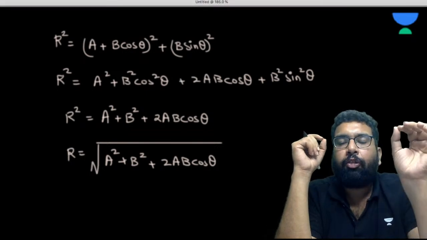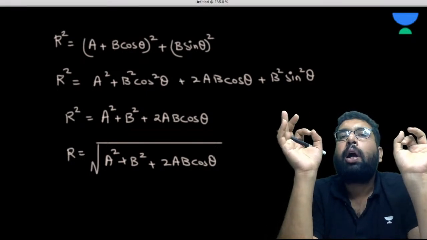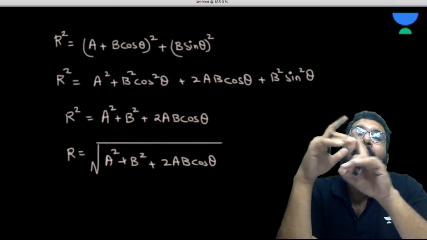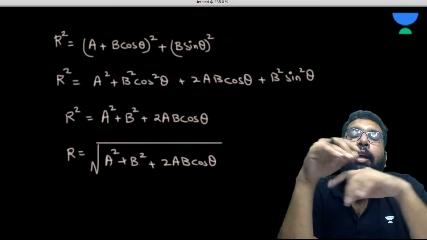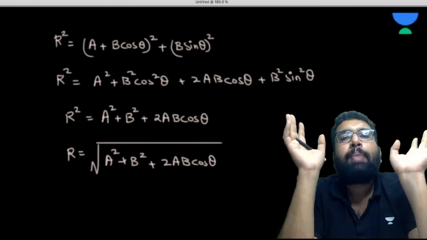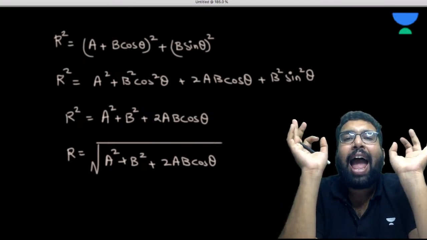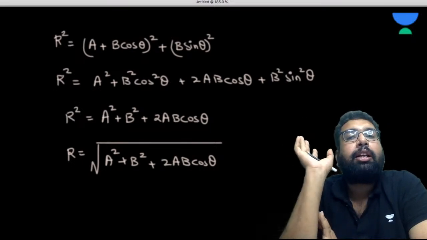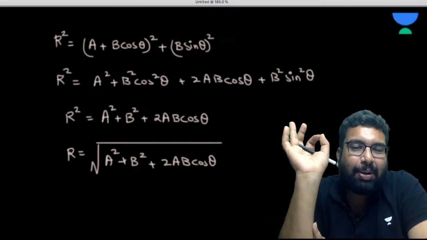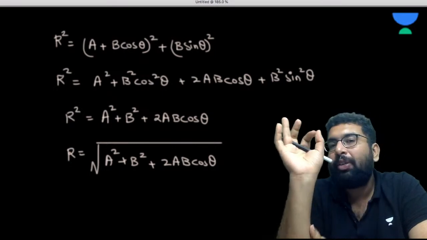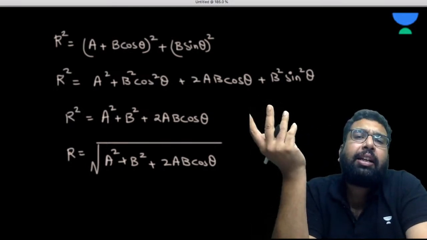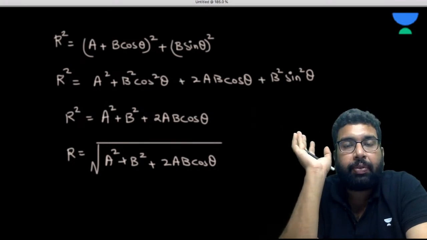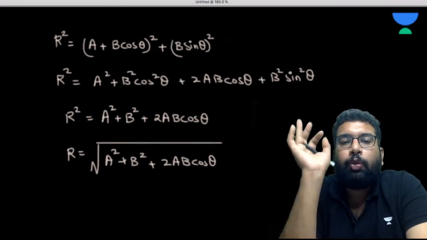Wherever you are using this formula, please remember that A and B refer to the magnitudes of those vectors. R is also the magnitude of that vector, and theta is the angle between these two vectors. So we have to be careful with that. Does it have any significance? Yes, it certainly has a lot of significance. Trust me on that.